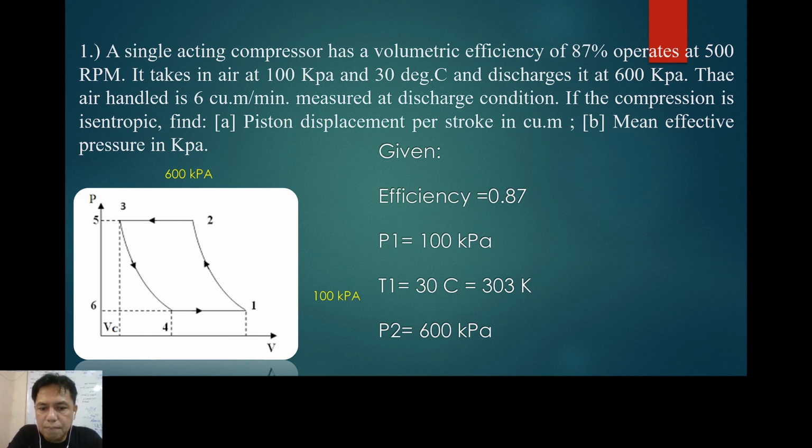A single acting compressor has a volumetric efficiency of 87%, operates at 500 RPM. It takes in air at 100 kilopascal and 30 degrees centigrade and discharges it at 600 kilopascal. The air handled is 6 cubic meter per minute, measured at discharge condition. If the compression is isentropic, find the following. The piston displacement per stroke in cubic meter and the mean effective pressure in kilopascal. Okay, so let us solve this together, class.